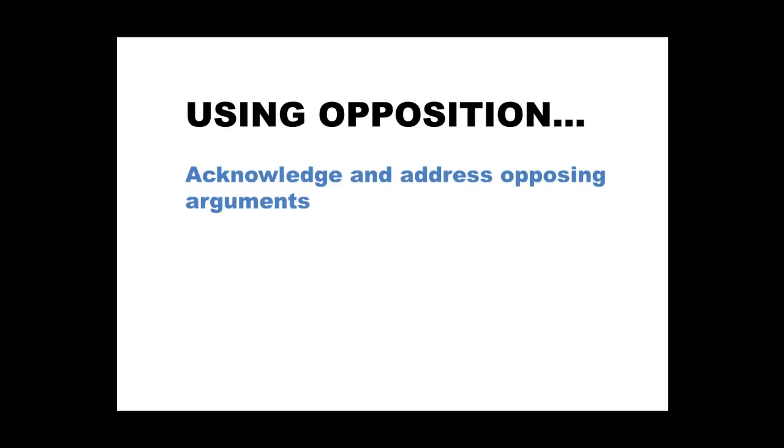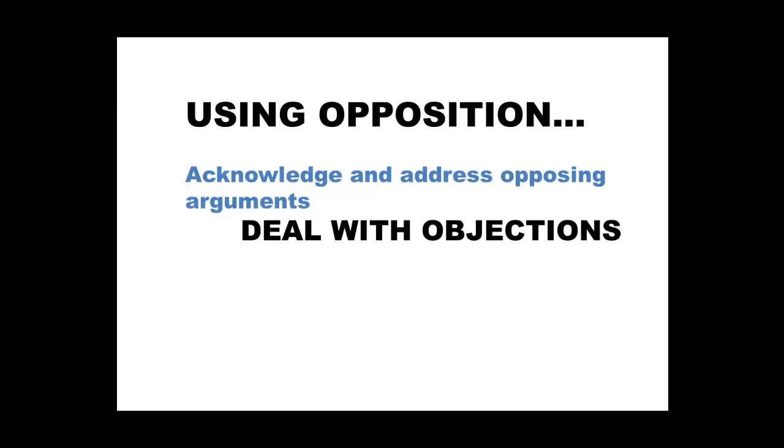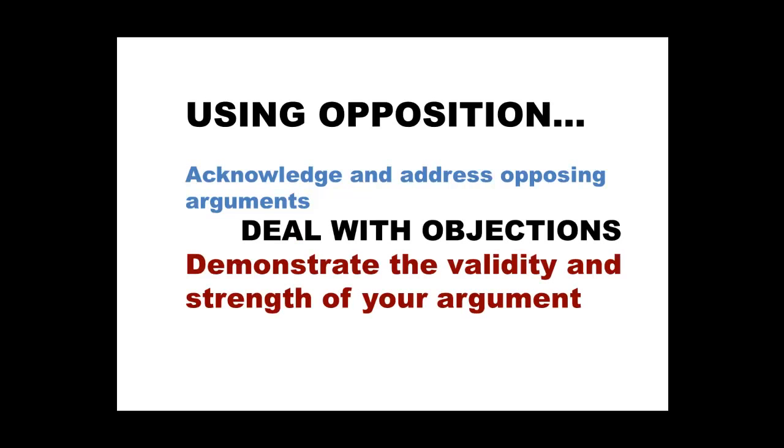Another method that will help to strengthen your argument is using opposition. This is when you refer to opposing arguments to show you have considered all aspects of the topic. If you acknowledge and address opposing arguments, you can deal with any objections, demonstrate the validity and strength of your argument, and enhance your credibility. Don't deliberately present the other argument in a dismissive way, but use it to show the reader that you have considered alternative arguments, and use these considerations to further strengthen your own position.